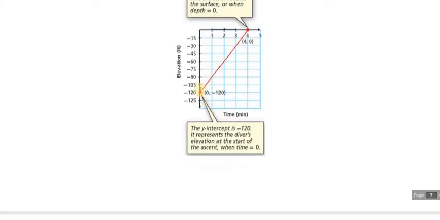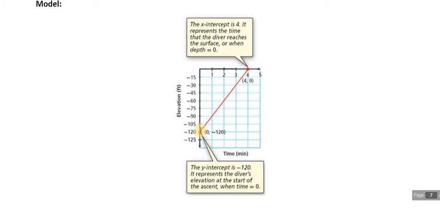Okay, looking at our y-intercept. Okay, it's the ordered pair 0, negative 120. So at time of 0 minutes, the elevation or the depth is negative 120 feet. Okay, so the y-intercept is negative 120, which represents the diver's elevation at the start of when he starts to go up, or when time equals 0. So whenever time equals 0, that represents the start.